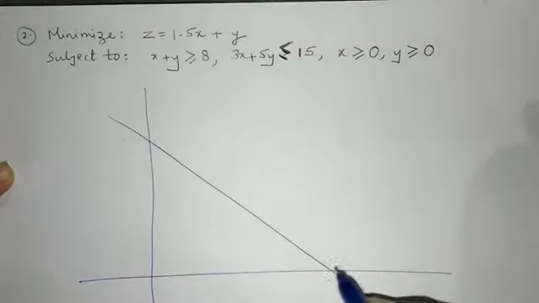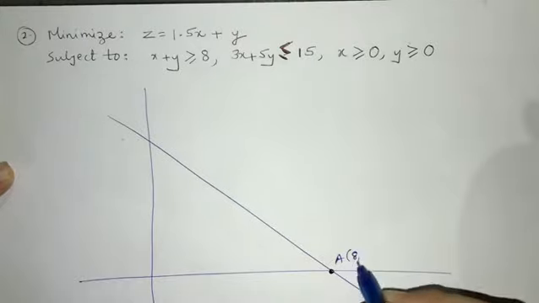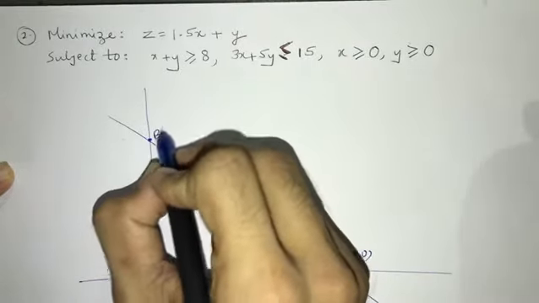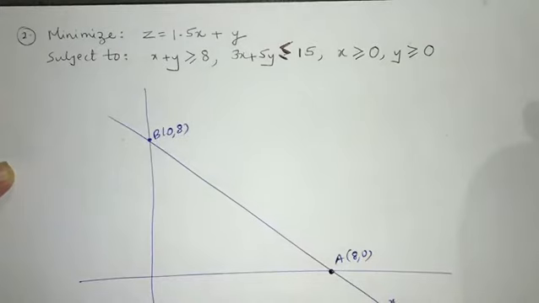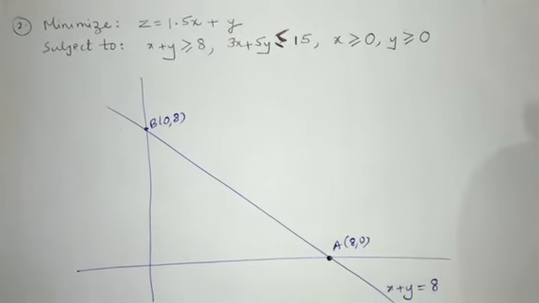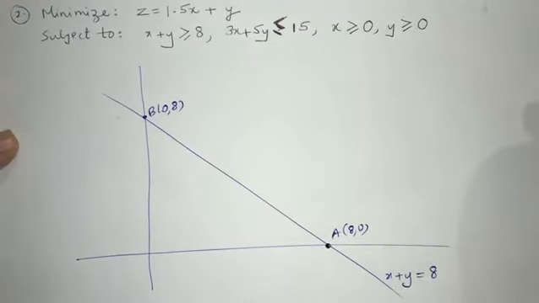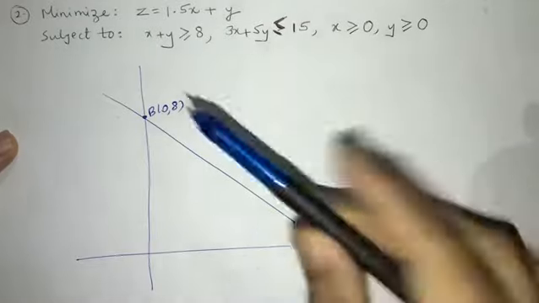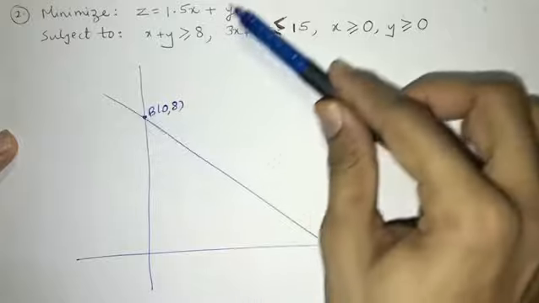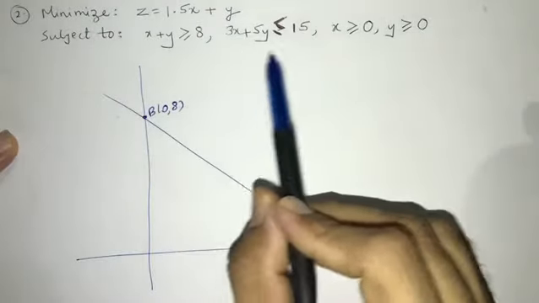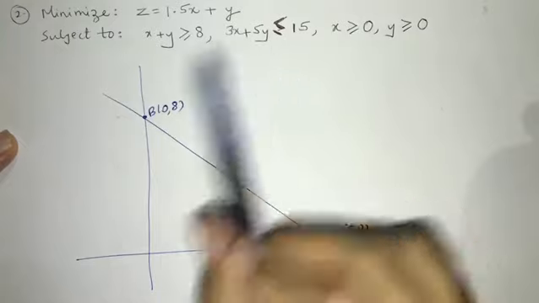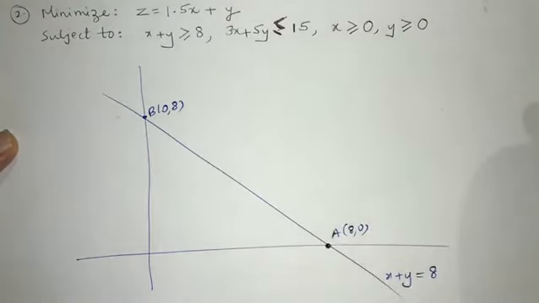The first line is A (8, 0), B (0, 8), x plus y is equal to 8. For that, the solution side is the non-origin side. And if you see the second inequality, you put x and y as 0, you get 0 less than 15. That is true, so the solution side is the origin side.